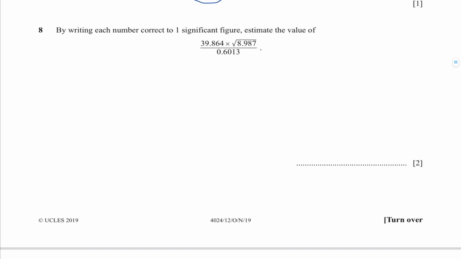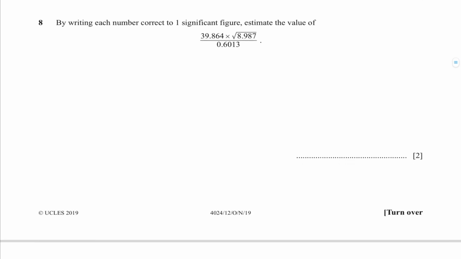Okay, so now we have question number 8, which says by writing each number correct to one significant figure, estimate the value. Okay, so if I were you at this point, I'd underline one significant figure. So 39.864 can either be written as 30 or 40. But since it's closer to 40, I'm going to round this off to 40. 8.987 can either be rounded off to 8 or 9, but since it's closer to 9, I'm going to round it off to 9.